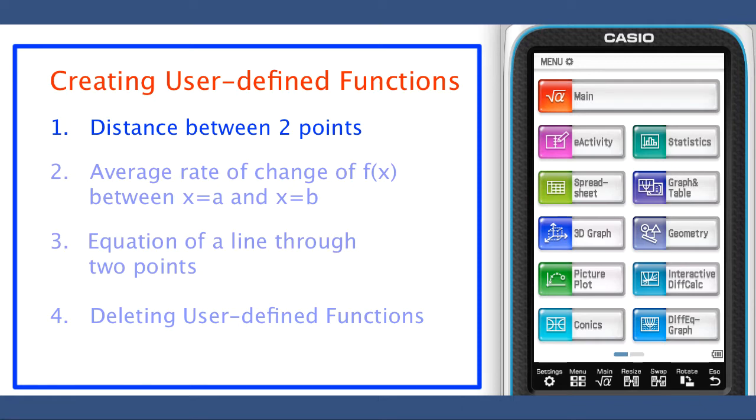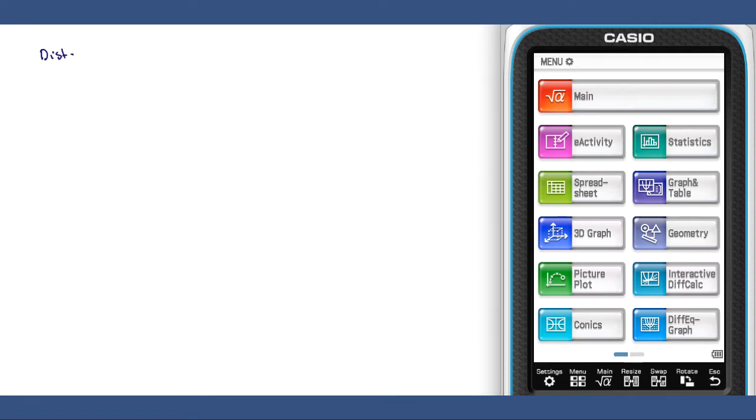The first user-defined function we will create allows us to find the distance between 2 points (A, B) and (C, D) using a structure coming from the distance formula. First, we create this structure within our ClassPad's main menu.